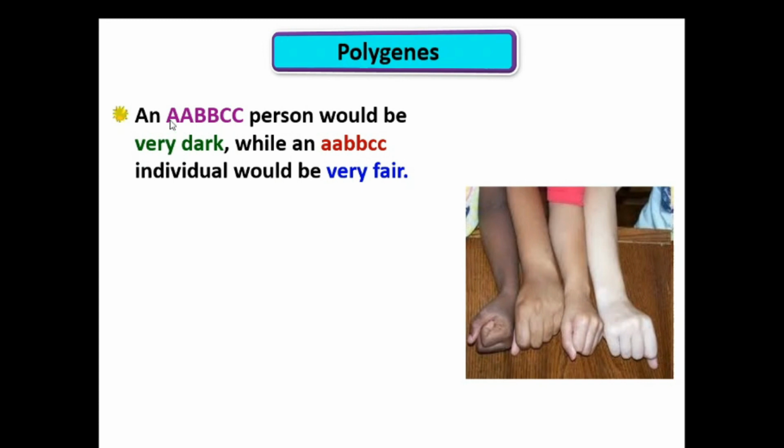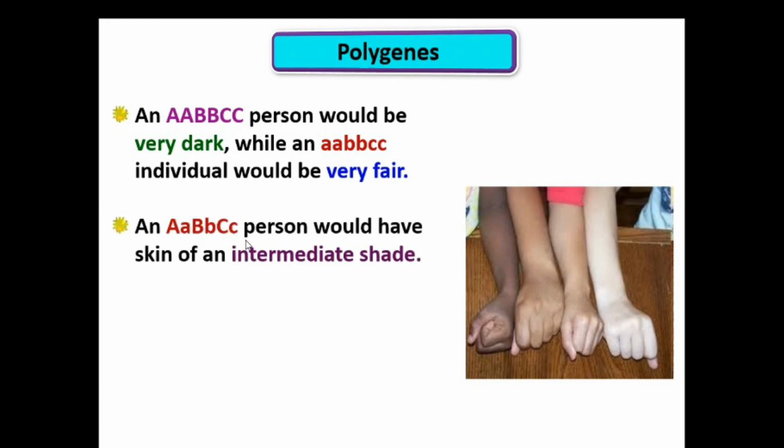So this is what we call the homozygous dominant person, meaning that dark is the dominant characteristic, and fair would be the recessive characteristic. So this is representing the homozygous dominant, and this is representing the homozygous recessive. But for those who are heterozygous, for example, we have here big A small a, big B small b, big C small c. This is a heterozygous genotype. That person would have skin of an intermediate shade. So it is different from the person with homozygous dominant and homozygous recessive skin color.